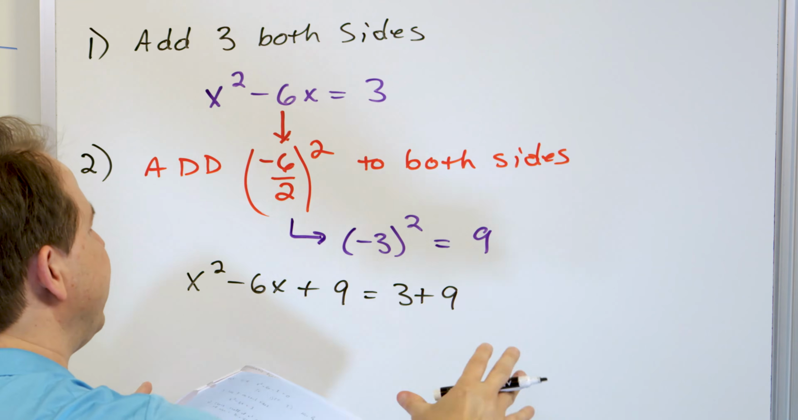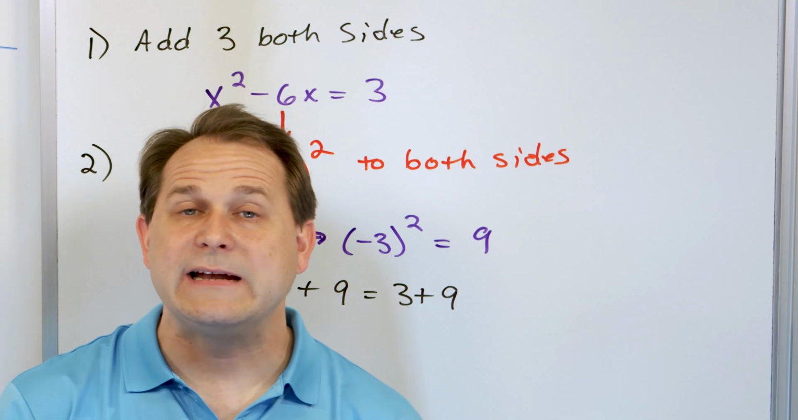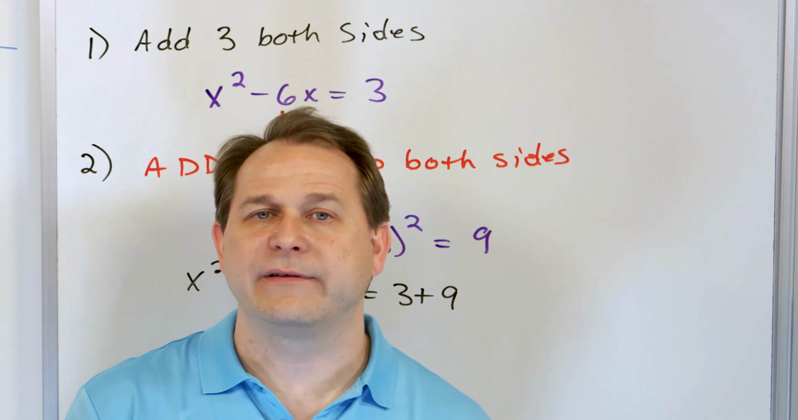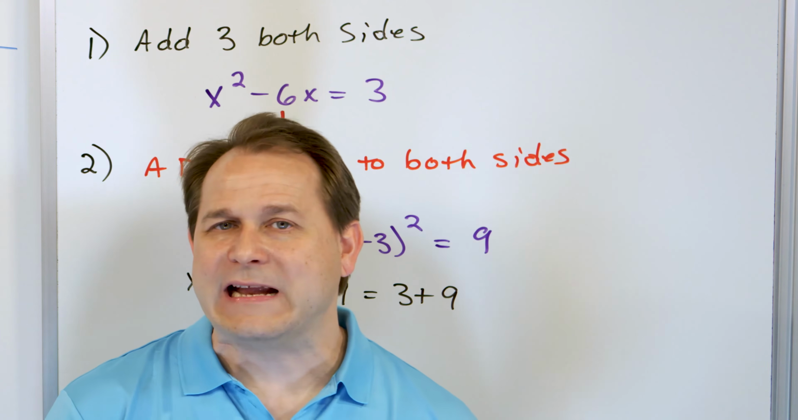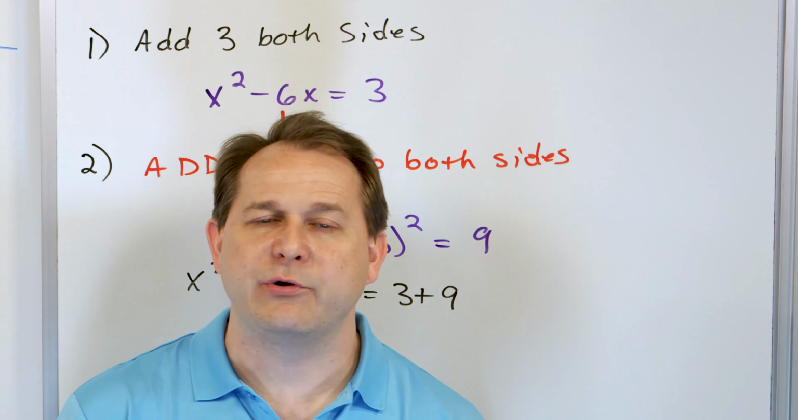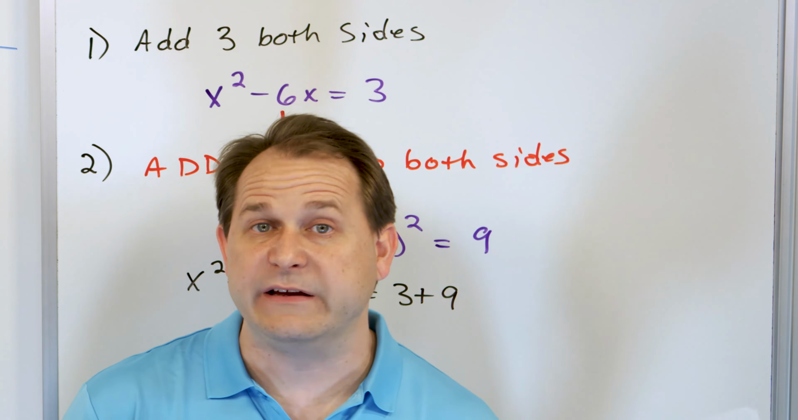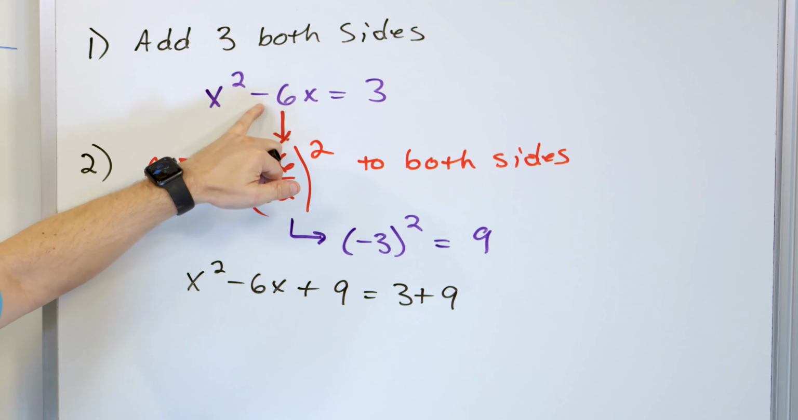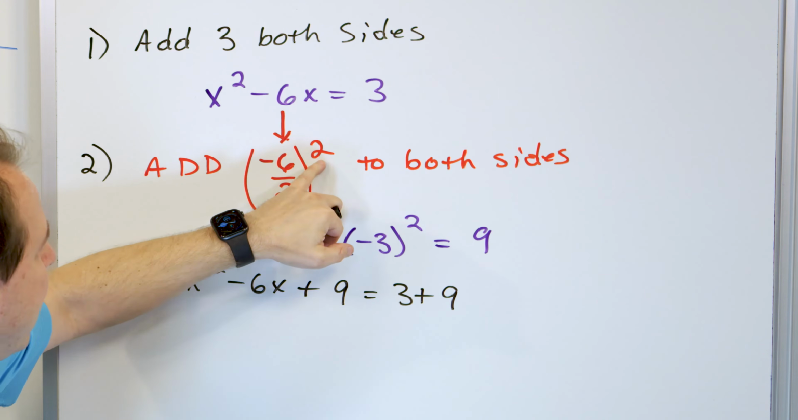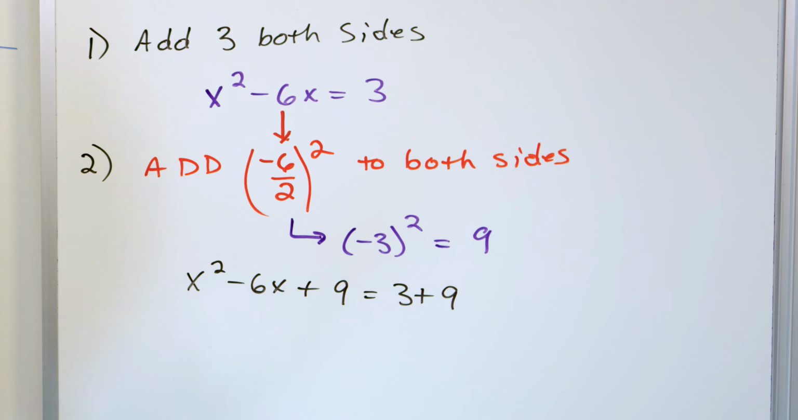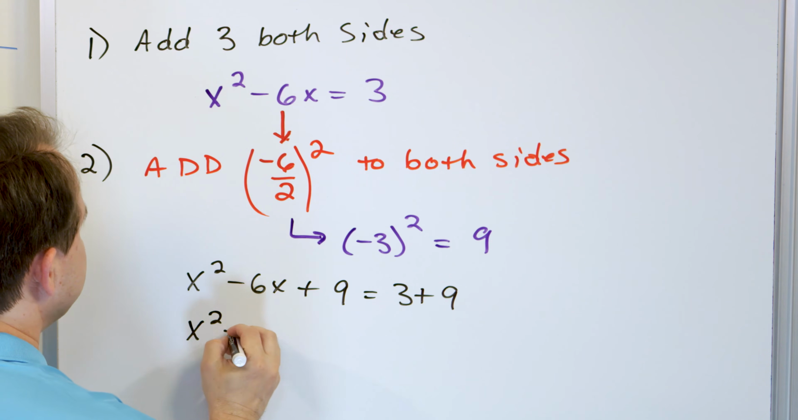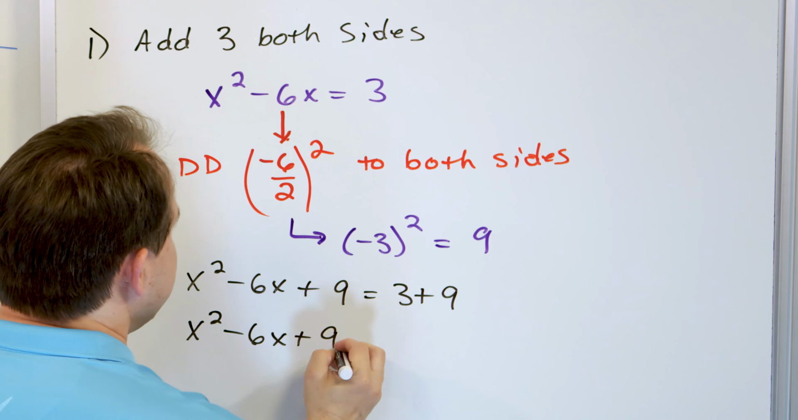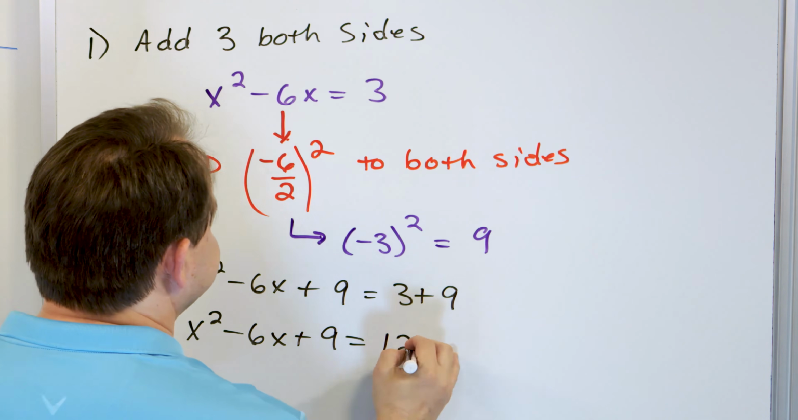Notice that we haven't changed the equation because remember, you can add or subtract anything you want to both sides of an equation. I'm just choosing to add a 9 because it's been proven that when you do that, you make this equation really easy to solve. If you always take this guy, divide it by 2, and square it, and add that to both sides, the whole thing becomes easy. And we'll see how in a second. So what we have is x squared minus 6x plus 9 is equal to 12.